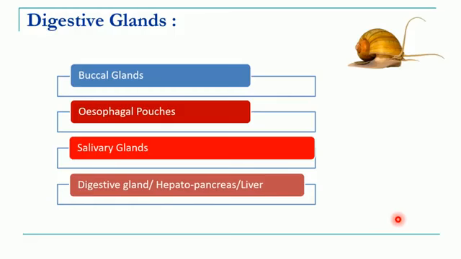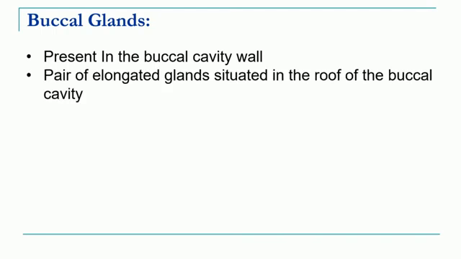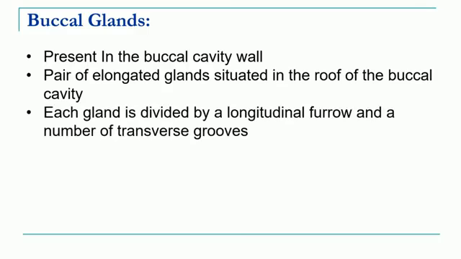So the first type, that is buccal glands. Now these buccal glands are present in the buccal cavity. We have already seen this position of the buccal cavity. Near the mouth region you have this buccal cavity present, and these are basically the paired glands. They are a pair of elongated glands situated in the roof of the buccal cavity.